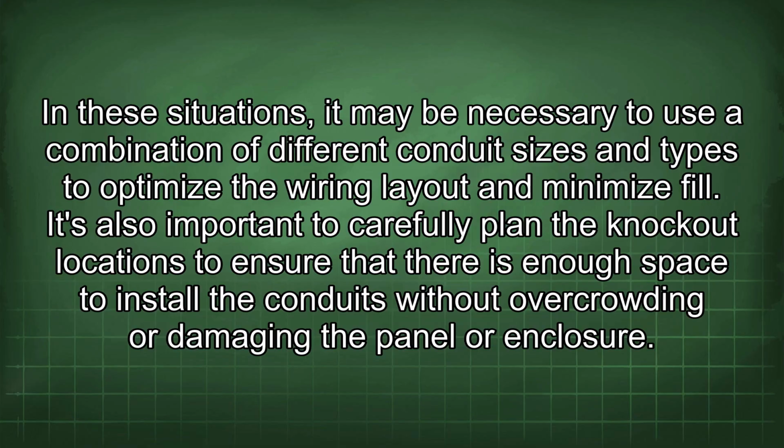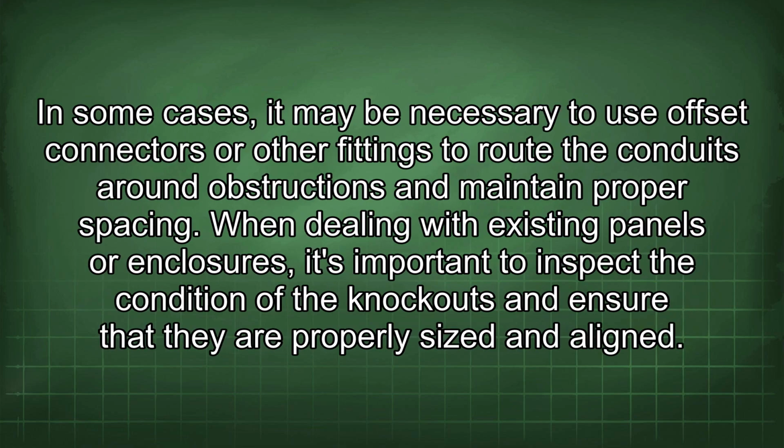It's also important to carefully plan the knockout locations to ensure that there is enough space to install the conduits without overcrowding or damaging the panel or enclosure. In some cases, it may be necessary to use offset connectors or other fittings to route the conduits around obstructions and maintain proper spacing.